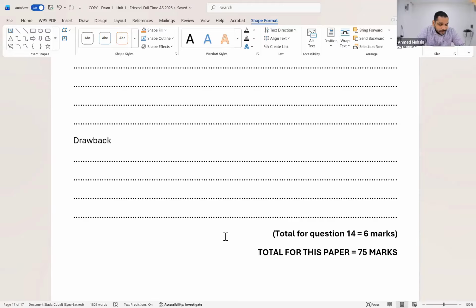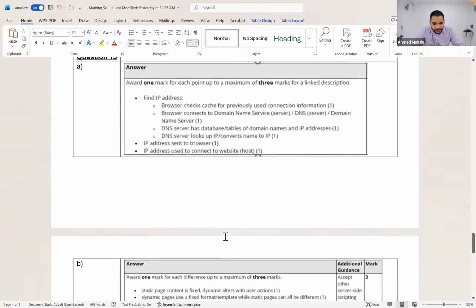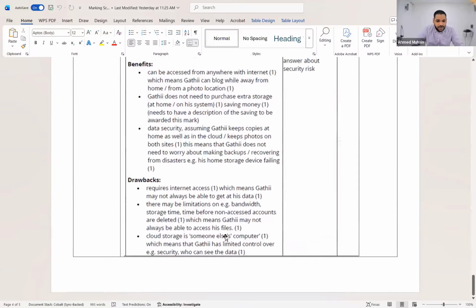Nothing else? Let me see the marking scheme because nothing is coming to my mind either. Everybody look at the drawbacks. So yeah, limited control over security. There may be limitations such as bandwidth and storage time. Then requires internet, we said these. Everybody okay with this? So then boys, girls, we are done with our exam correction as well.